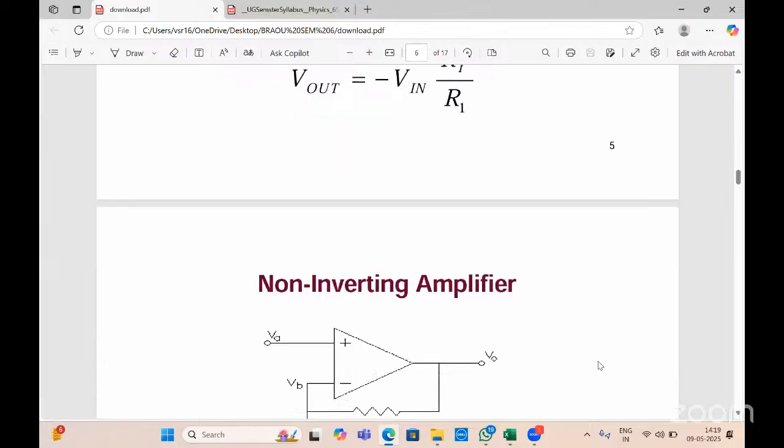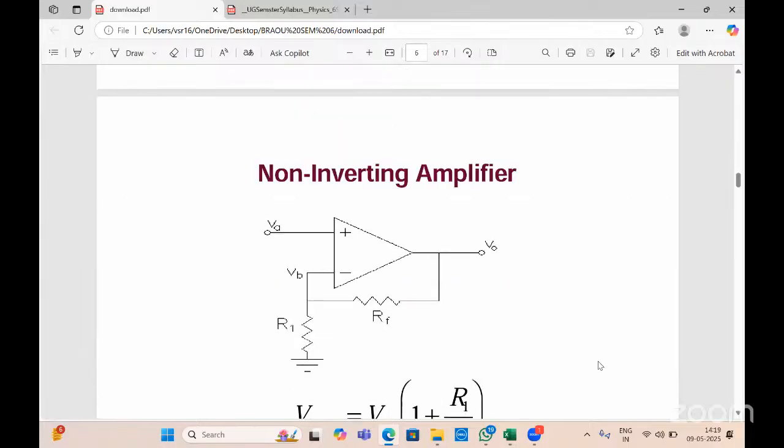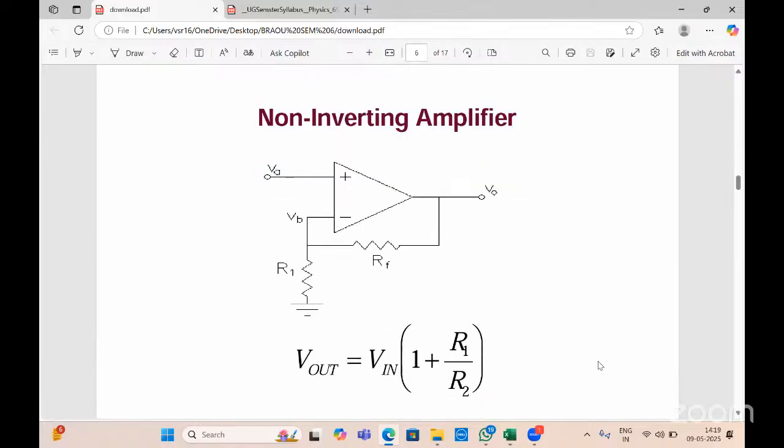What is a non-inverting amplifier? Non-inverting means VA is plus, only VB is minus. The output voltage is connected back to the input through the feedback resistance RF, and this is the input resistance RI. So what is the output voltage in this case? V input times 1 plus RF by RI.